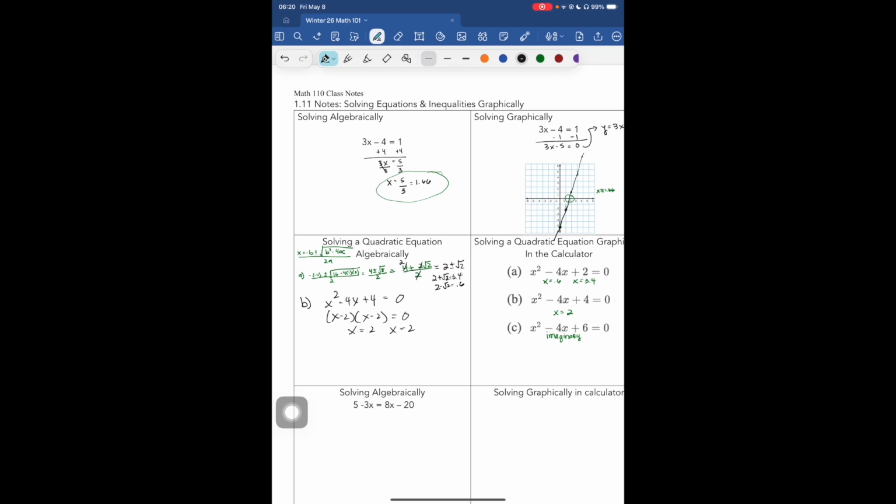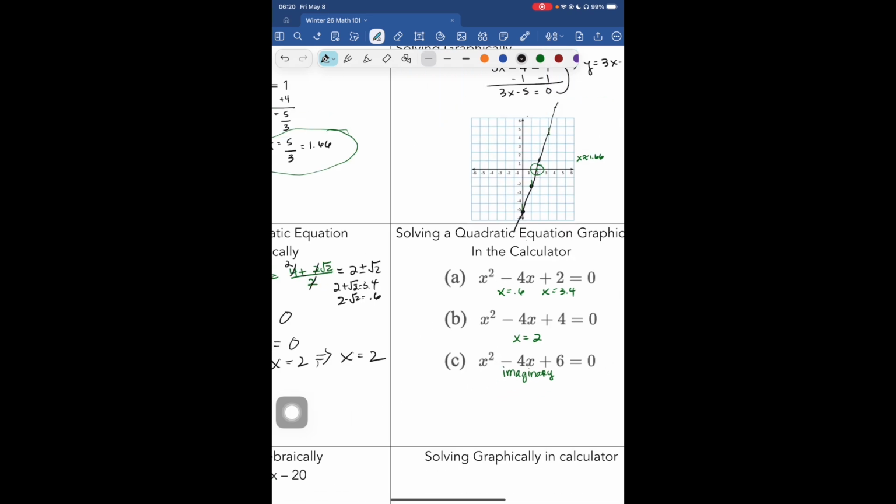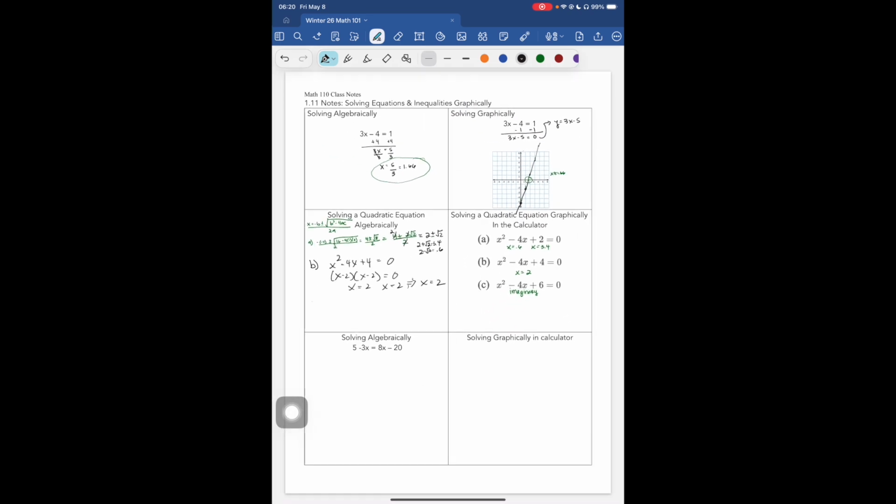If we ever have the two same answers, we're really only going to bring it down to one answer, which is just x equals 2. And that's going to be the same answer that we got here. Okay, the last one, C.